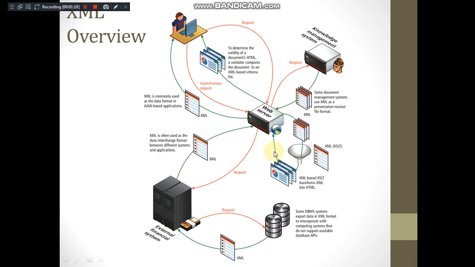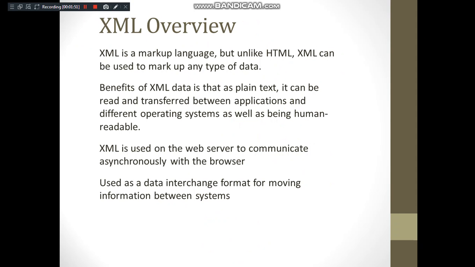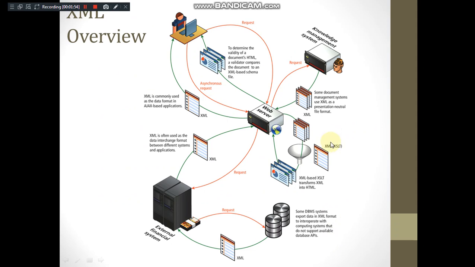We'll see a diagram showing how XML works. You can just observe here. Here is a user who is requesting to determine the validity of a document's HTML. A validator compares the document to an XML based schema file. Then the request is sent to the knowledge management system through the web server, right? And then some document management system uses XML as a presentation neutral file format, and it is sent back to the web server. And if any XSLTs, that is XSL style sheets, are used, those are attached by means of the web server, right?